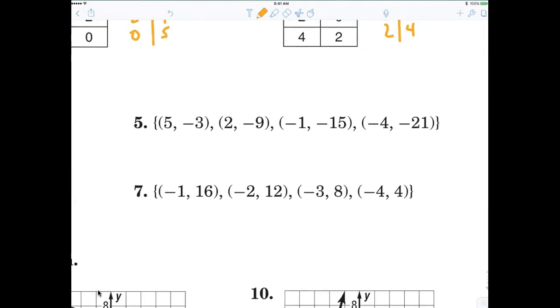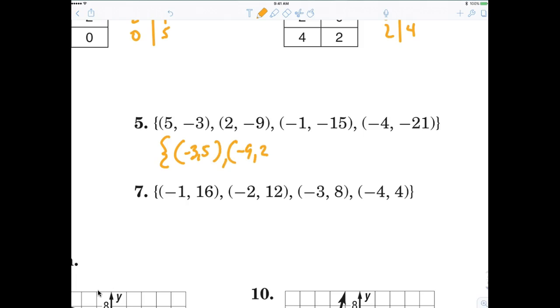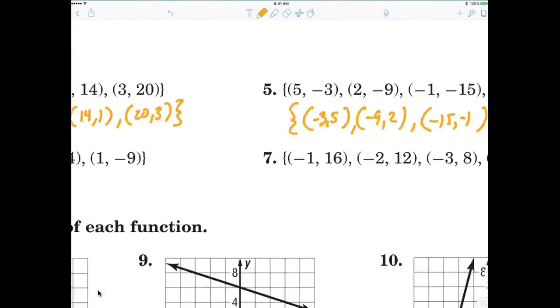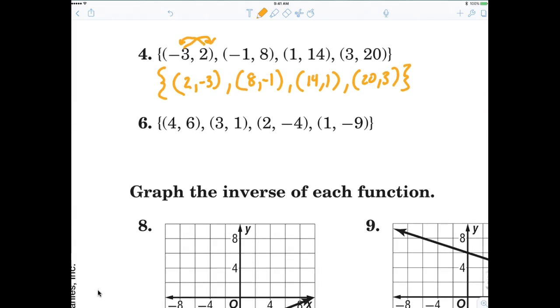Let's just continue on real quick. -3, 5, -9, 2, -15, -1, -21, -4. Easy, very, very easy. Again, try number 6. All we're going to do is switch the x and y.